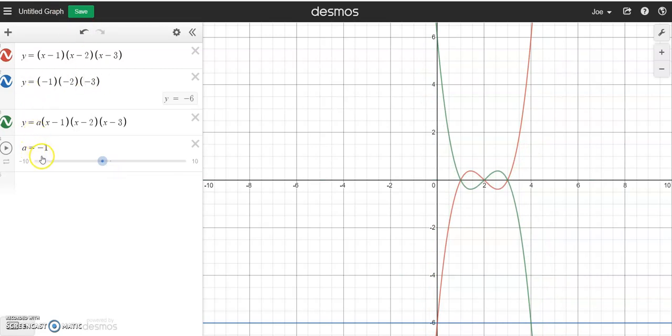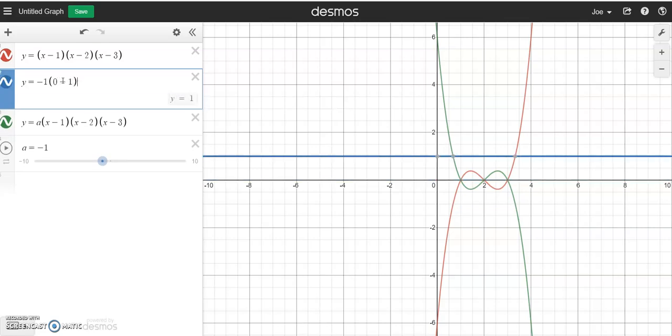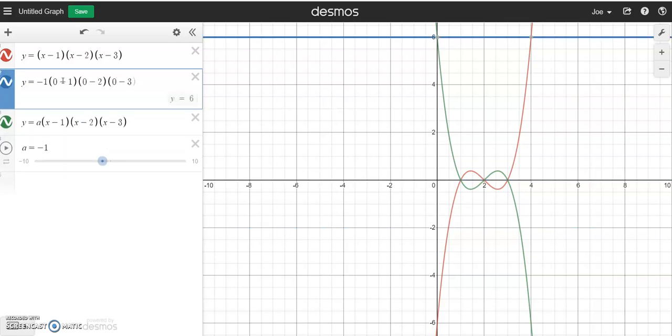When we make our value for a equal to -1, we notice that our function is now a reflection of our original and is now passing the y-axis at 6. Writing this out again for when x equals 0, we can show this as y equals our a value, which is -1, multiplied by our x, which is 0 take 1, 0 take 2, 0 take 3, which now gives us y equals 6.